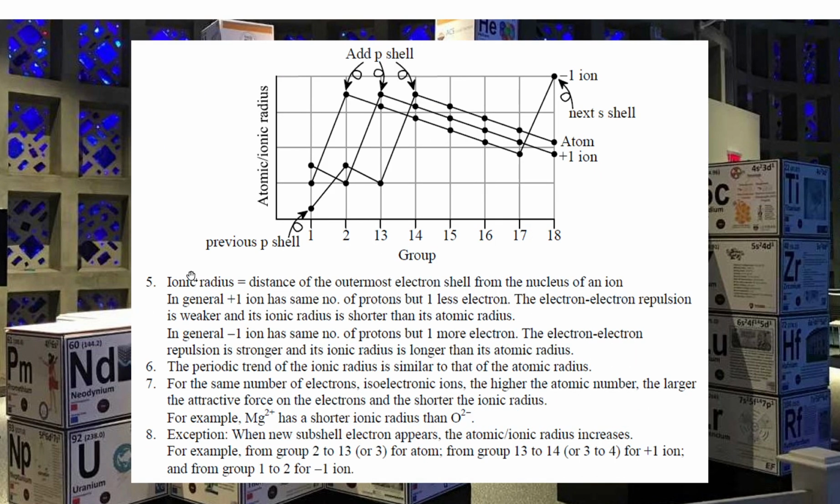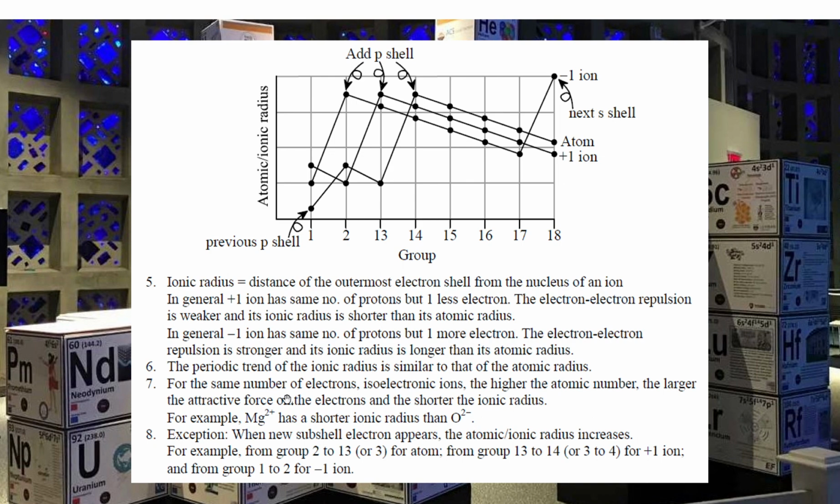And then we talk about ionic radius. Very easy, just add a +1 or -1 to it. But in general, they are a little bit different. For +1, there is one less electron, with the same number of protons. So the electron repulsion will be less, and the ionic radius will be shorter. But for -1, they have one more electron, so more electron repulsion, and the ionic radius should be longer. So they are longer and shorter in general.